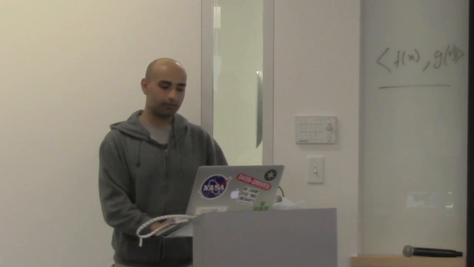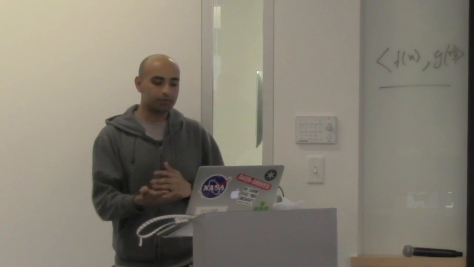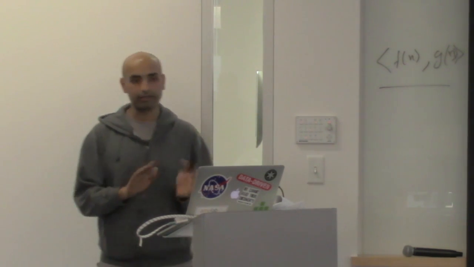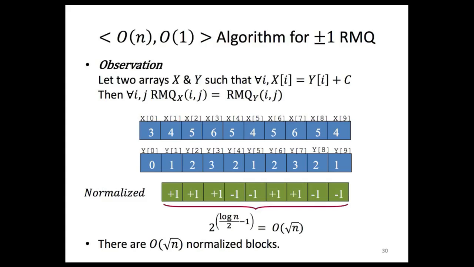So that's one part. I guess an observation here, and this is where the +1, -1 will come in. You can observe that if you have two arrays in which every element differs by some constant amount, then the RMQ for one array is the same as the RMQ for the other. Basically, you're taking that constant amount and subtracting it from all the elements of the second array, and you basically have the same array twice.